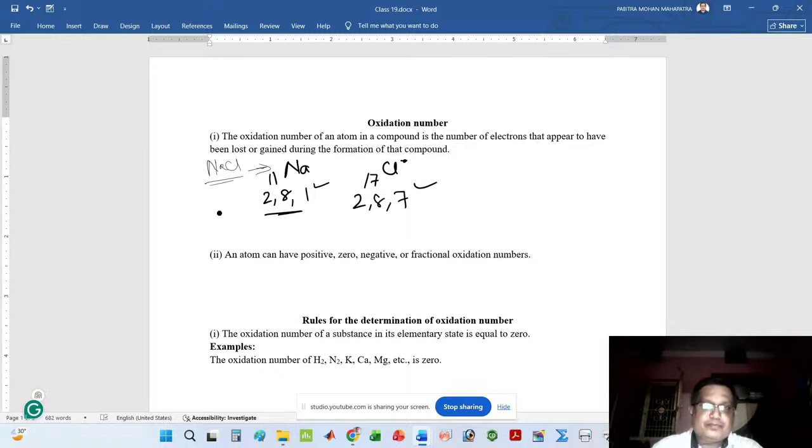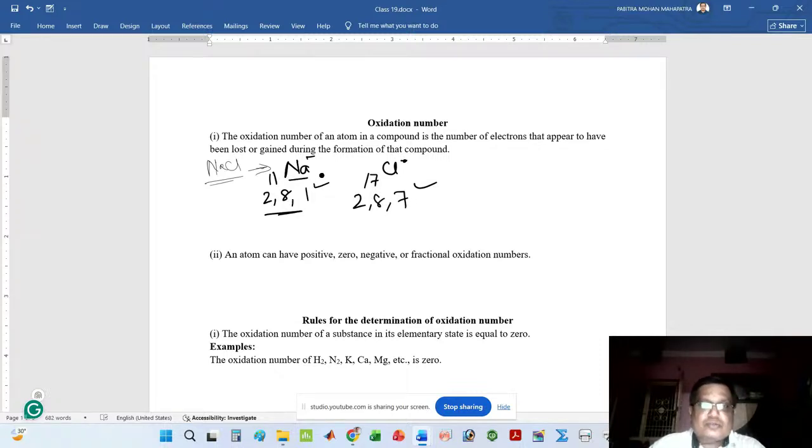Both sodium and chlorine atoms are unstable because their outermost electrons do not satisfy the duplet or octet rule. As per the duplet rule, an atom having two electrons in the valence shell is considered stable. As per the octet rule, an atom having 8 electrons in the valence shell is considered stable. As per these rules, both sodium and chlorine atoms are unstable.